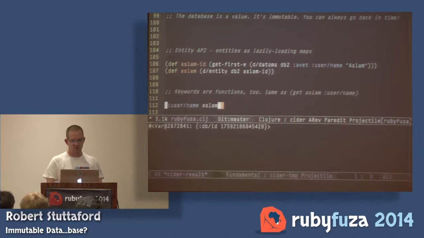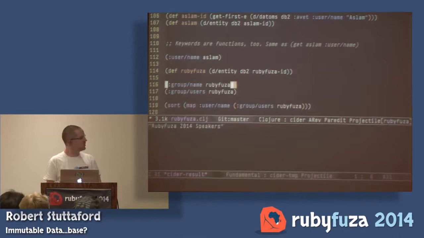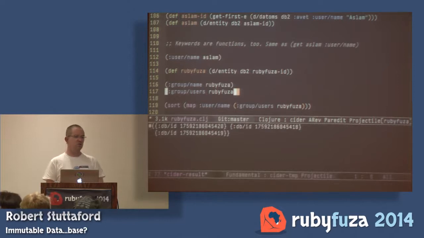So just an aside, keywords are also functions. So here we can get Aslam's name out of the entity. Let's get the reference to the group entity, and we can read the name out of the group, and we can also just get a reference to the raw user entities that are linked into the group. So that's useless to us because it's just IDs, we can't actually read that.